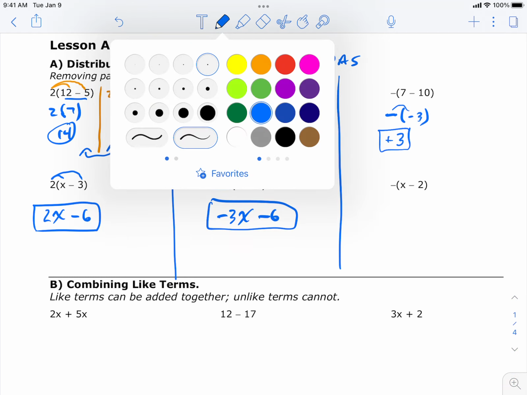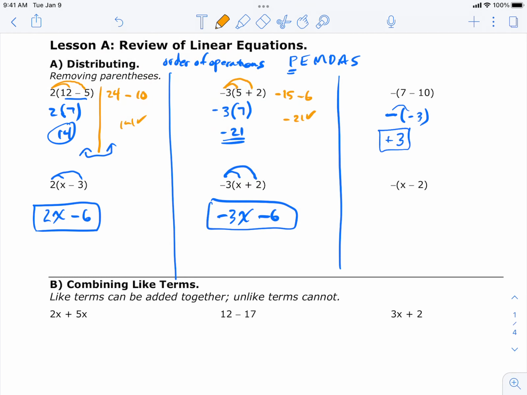Now, will I get that if I distribute? I will if I'm careful. So what I was saying before, the negative goes with you. So negative 7 and then negative times negative makes a positive 10. And then notice negative 7 plus 10 really is a positive 3.